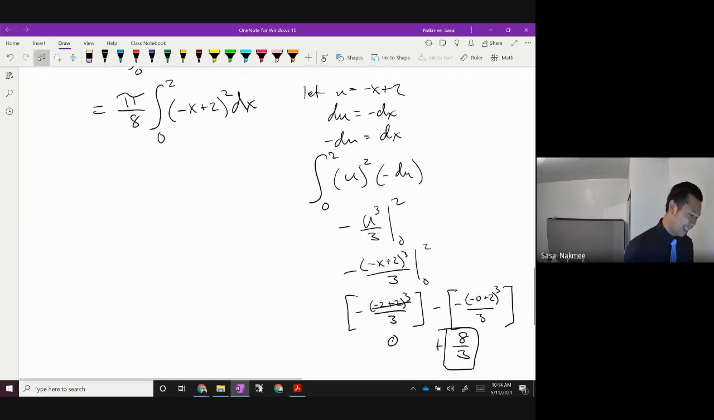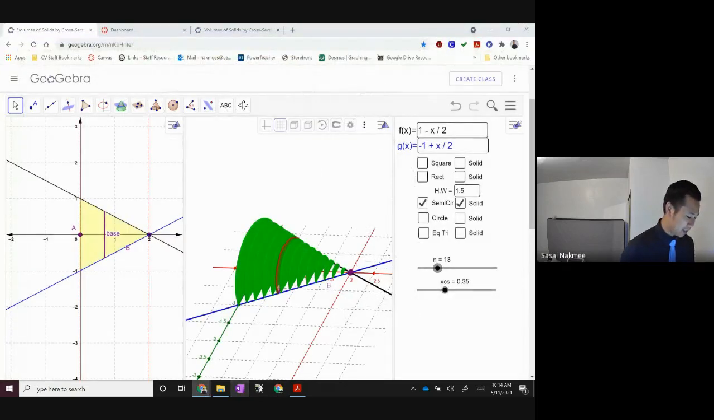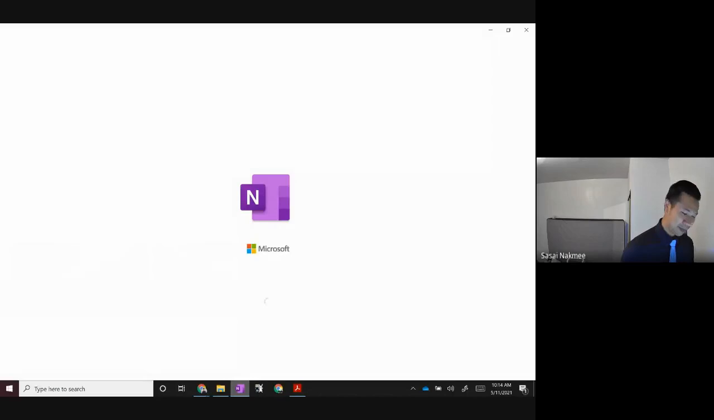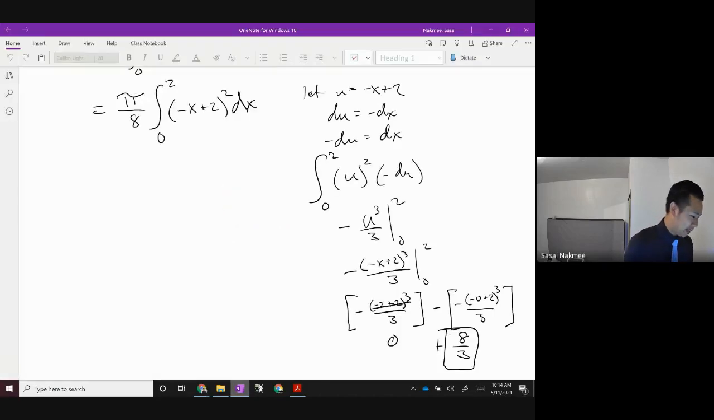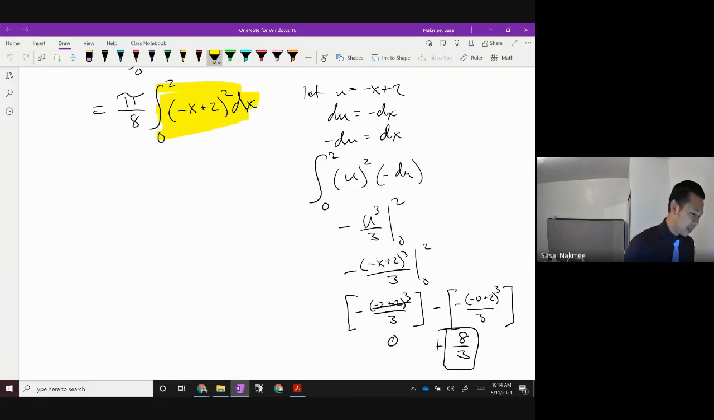I don't know why that surprises me, because it should be the same thing, since it's the same problem. I don't know, math surprises me sometimes. But this right here, we already did earlier, but I'm showing the work right here. It comes out to be 8 over 3 just to show it again.